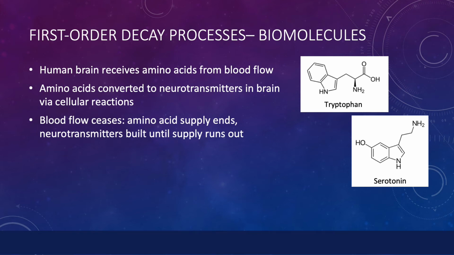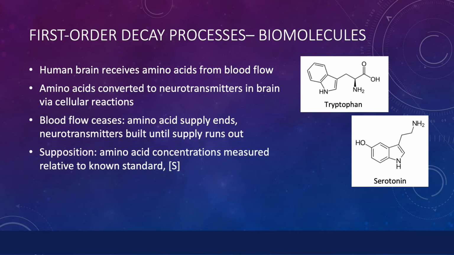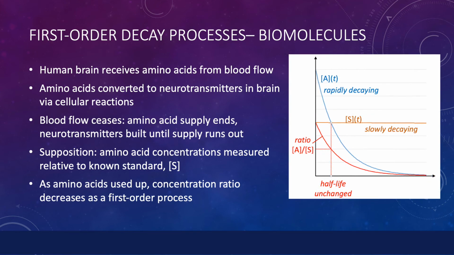So what one can imagine is that the amino acid supply runs out, the neurotransmitters continue to be built, but that will happen only until the supply of amino acids present in the cells runs out itself. So our supposition is that these amino acids can be measured relative to a known standard. Okay, we don't know a priori what the normal concentration of these amino acids are in the cells, so the reason we use a standard is to make up for the fact that we may not know exactly what the time zero concentration of the amino acids might be. As they're used up, this concentration ratio is going to decrease following a first order process.